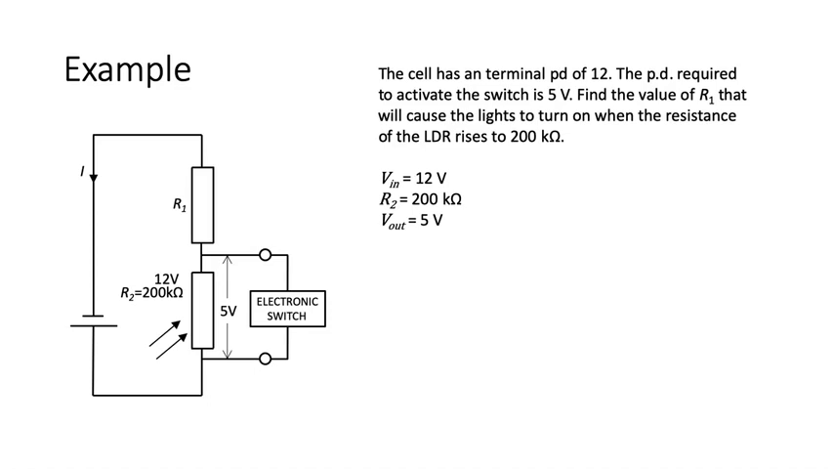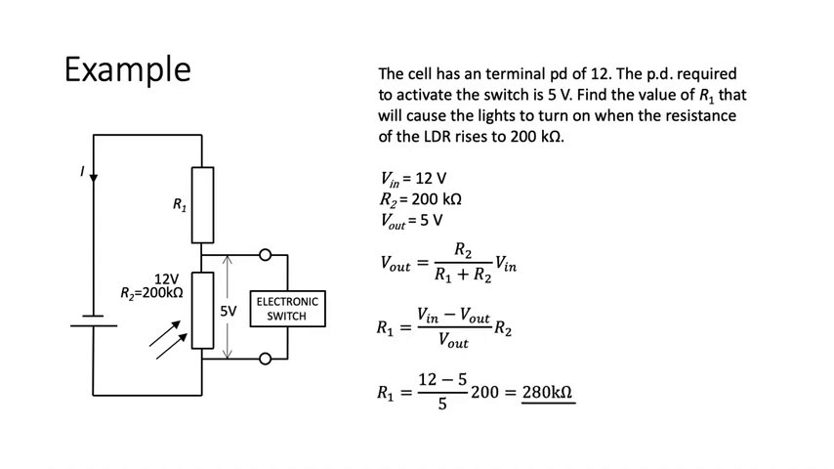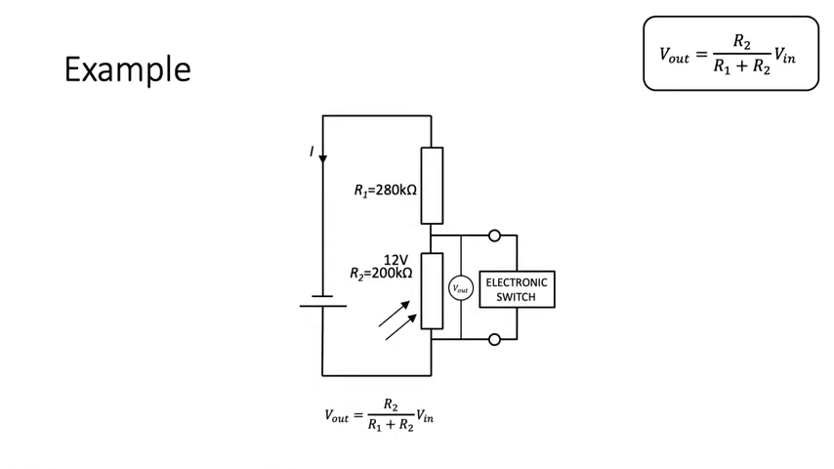We know the input is 12, output is 5, we know that R2 is 200 kilo ohms, so we've got our equation. We can rearrange our equation to give R1, and we can give a value of 280 kilo ohms. We can keep our calculations in kilo ohms if we want, as long as we are consistent. So let's just look at that more holistically. So that's the circuit that we've just built, with R1 being a 280 kilo ohm resistor. R2 with its resistance of 200 kilo ohms, 12 volt input gives us an output of 5 volts.